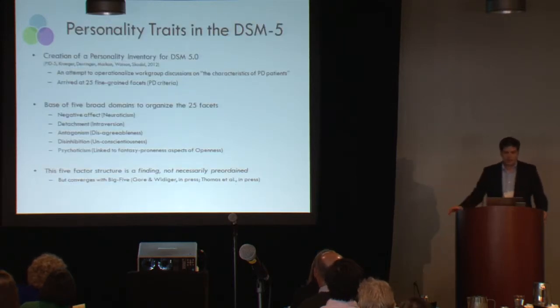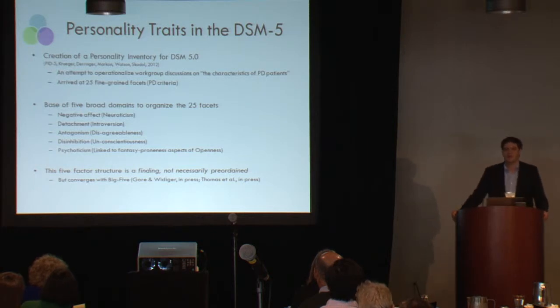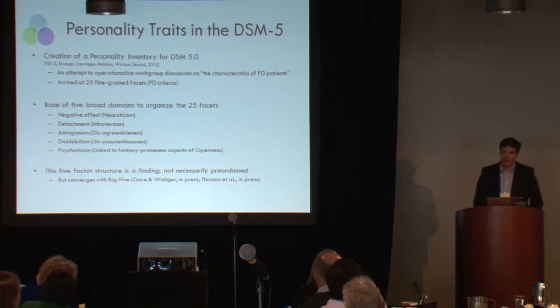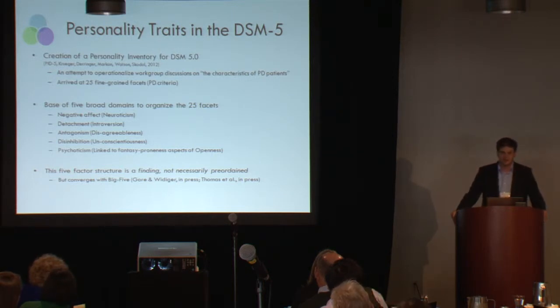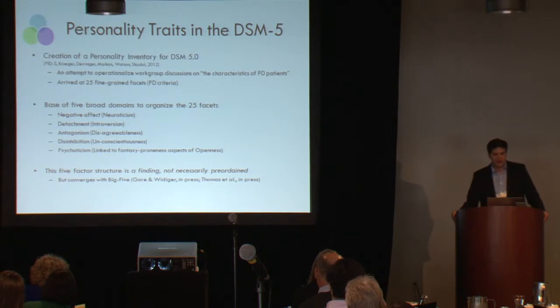So as I believe most in this room have been following, there was an effort to introduce personality traits into DSM-5, and they will be in DSM-5, but in Section 3, in the emerging models and measures section. And so the onus on us as researchers is to investigate what their merits and demerits are. There was a measure created for this, the Personality Inventory for DSM-5. It was an attempt to operationalize workgroup discussions on the characteristics of PD patients, and ultimately they arrived at 25 fine-grained facets.